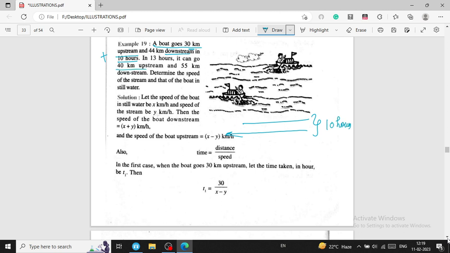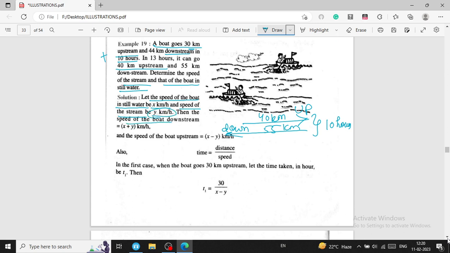It can go 40 km upstream and 50 km downstream. Determine the speed of the stream and that of the boat in still water. First of all, we assume what we have to find. Let the speed of the boat in still water be x km/h and the speed of the stream be y km/h.